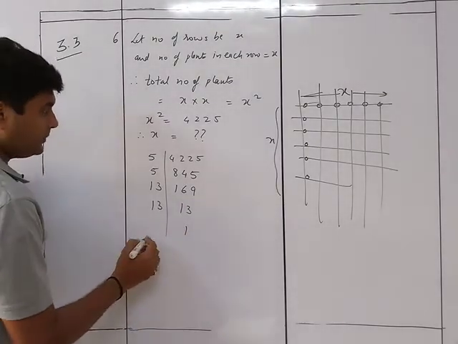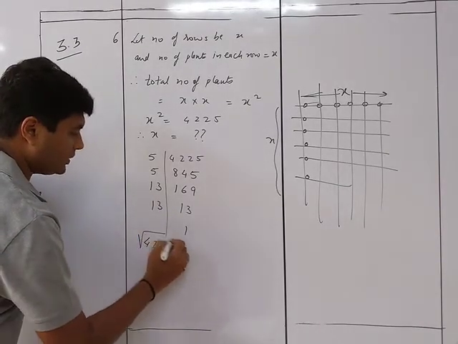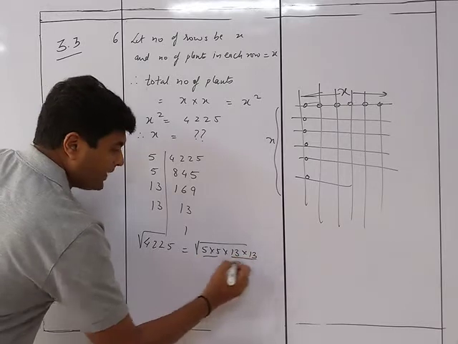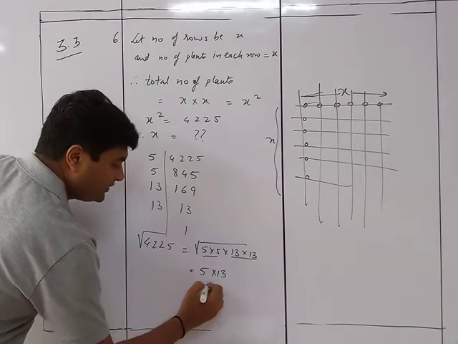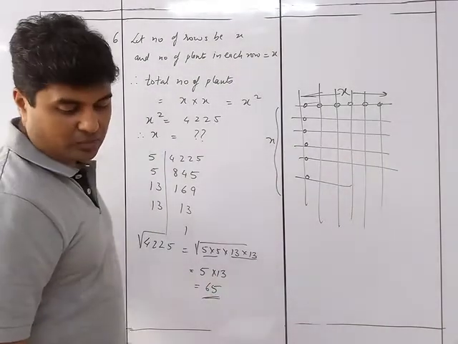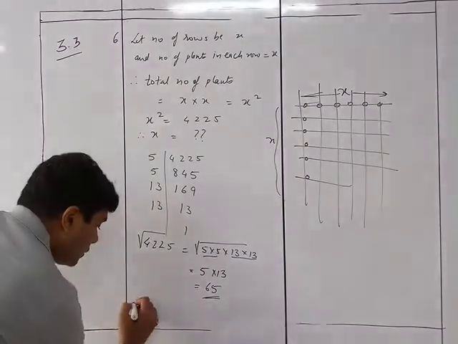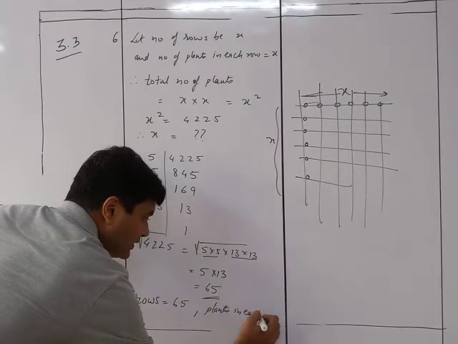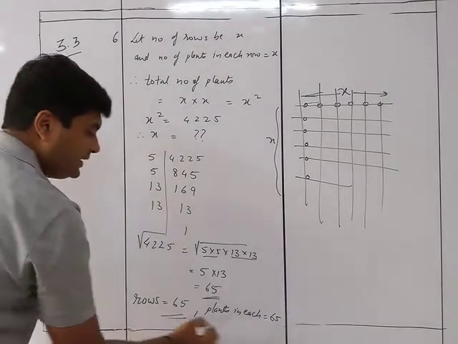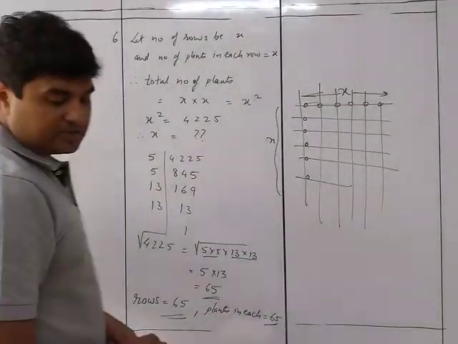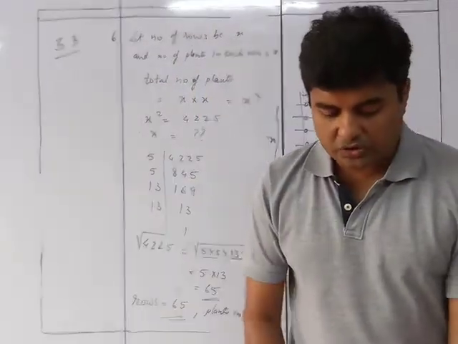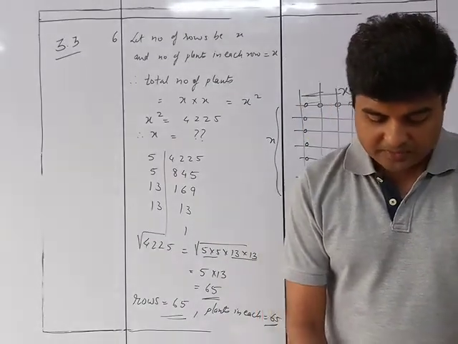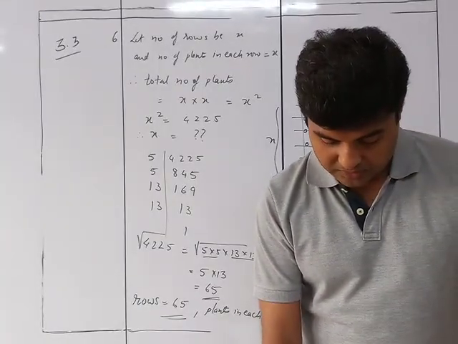So that gives me that the root of 4225 is equal to the root of 5 into 5 into 13 into 13. These are the pairs, so we get the answer as 5 into 13, which is equal to 65. The question was to find the number of rows and the number of plants in each. So rows is equal to 65 and plants in each is equal to 65. That's the required answer. Let me check the answers also so that we are not going wrong anywhere. Exercise 3.3 question number 6 is 65.